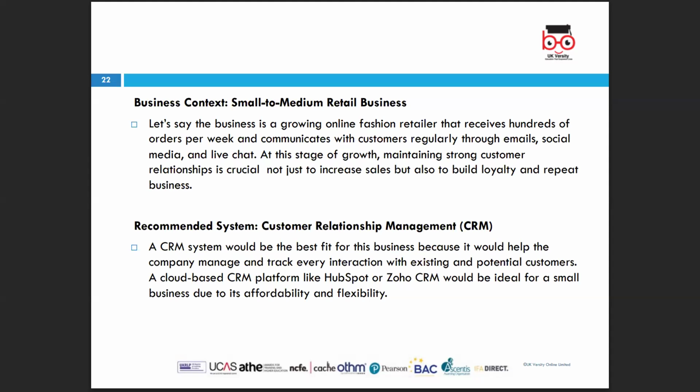So why do we recommend this system? For example, a CRM would be the best fit for this business because it would help the company manage and track every interaction with existing and potential customers. So a cloud-based CRM platform like HubSpot or Zoho CRM would be ideal for a small business due to its affordability and flexibility.